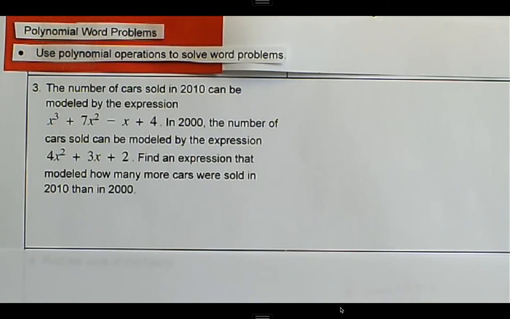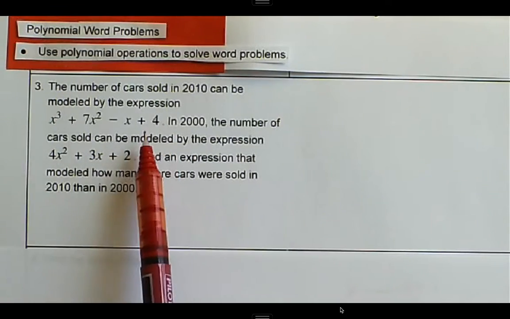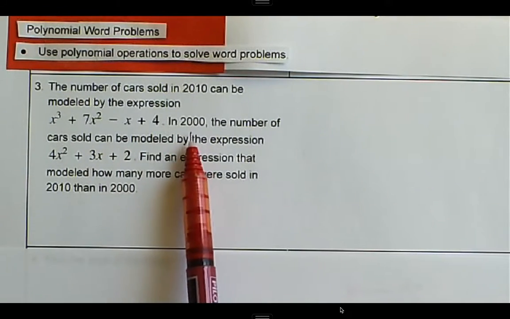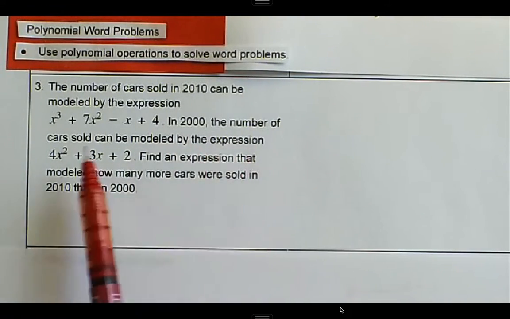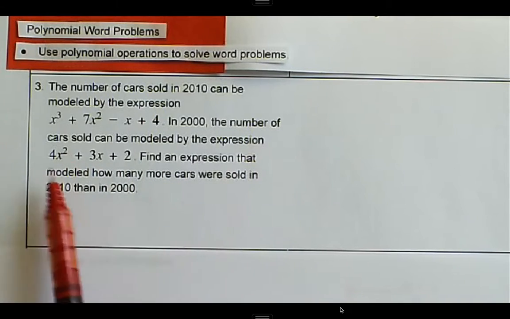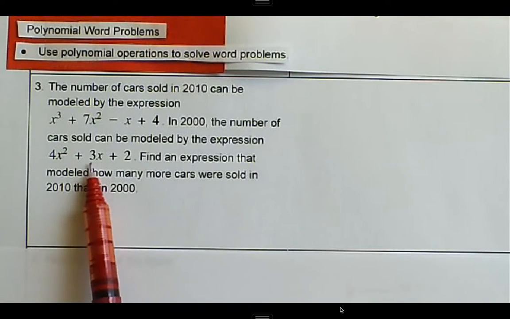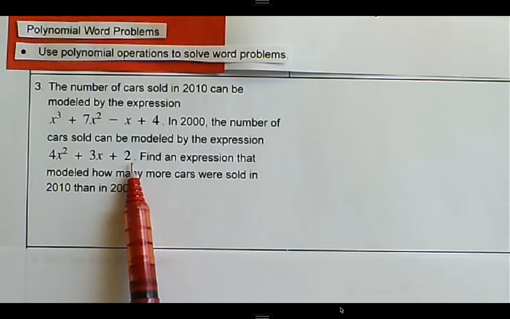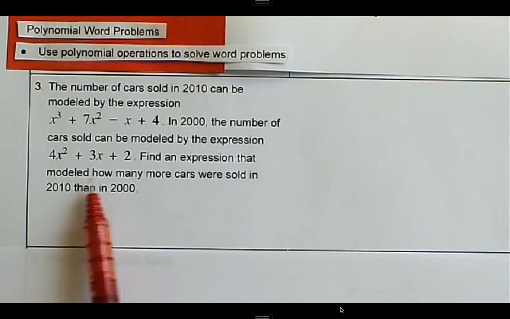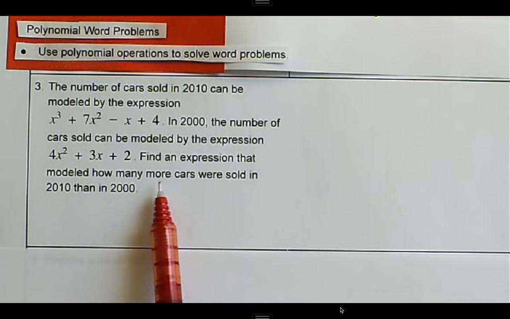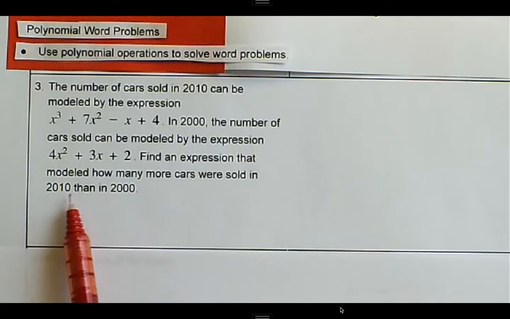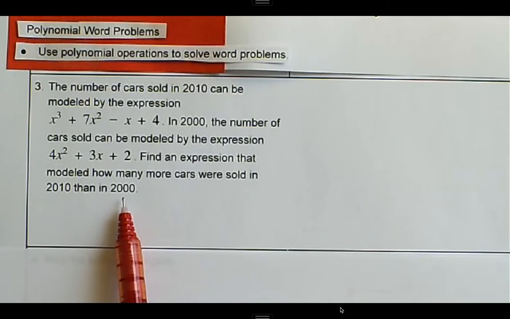The number of cars sold in 2010 can be modeled by the expression x cubed plus 7x squared minus x plus 4. In 2000, the number of cars sold can be modeled by the expression 4x squared plus 3x plus 2. Find the expression that modeled how many more cars were sold in 2010 than in 2000.